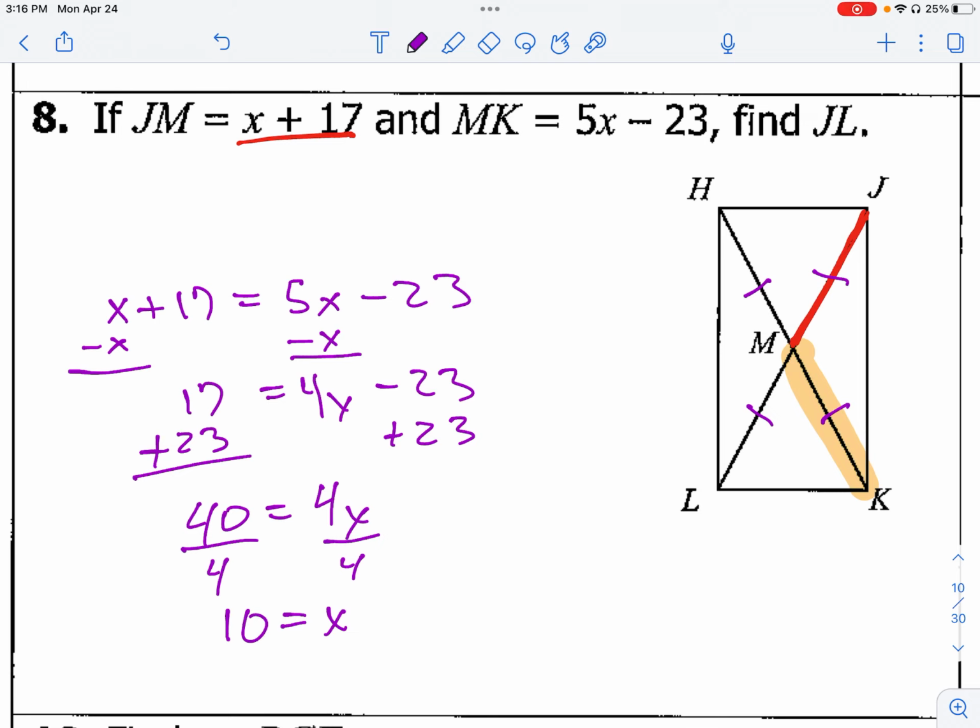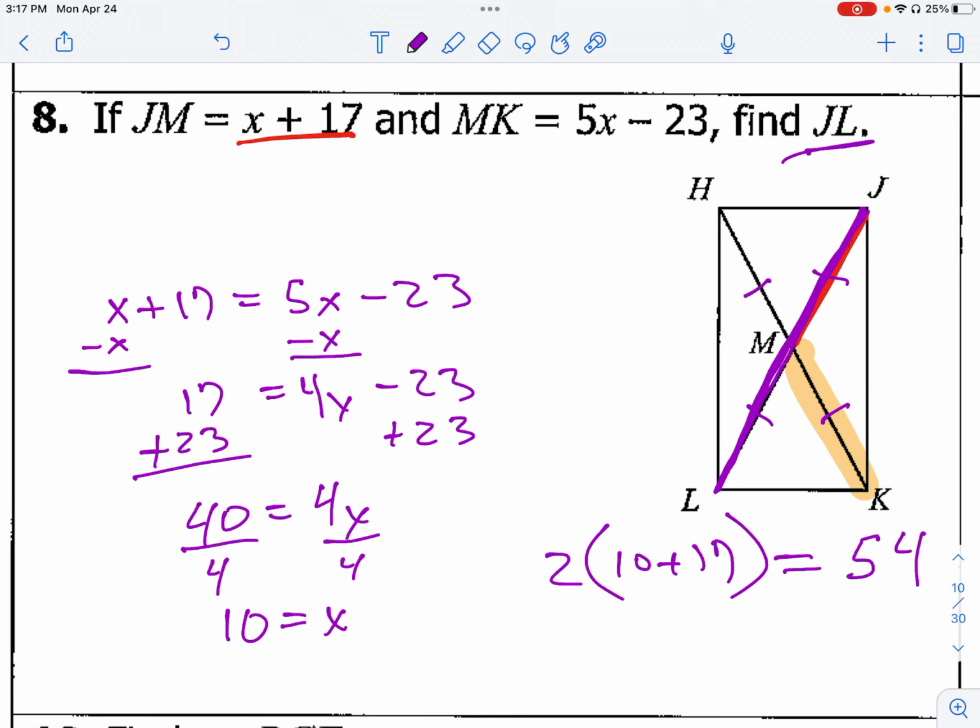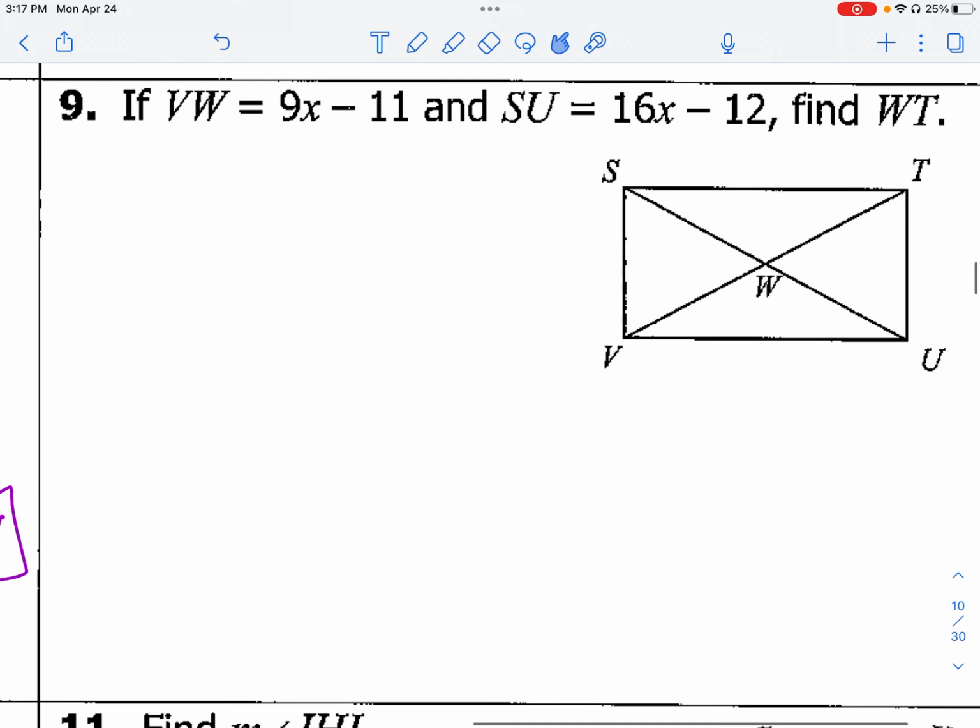And we want to find JL, which is the entire diagonal here. So we need 10 plus 17 times 2, and that's going to equal 54. We're doing well, so let's look at a few more examples before we finish this up.